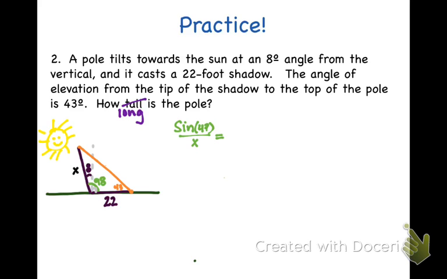I know the side of 22, but that's not across from my 98. I either need to find that orange length or I need to find the angle across from the 22. And one of those is definitely easier than the other. It's almost always easier to find an angle than it is to find a side length. So I know the 22. What I want to do is find the angle across from 22.